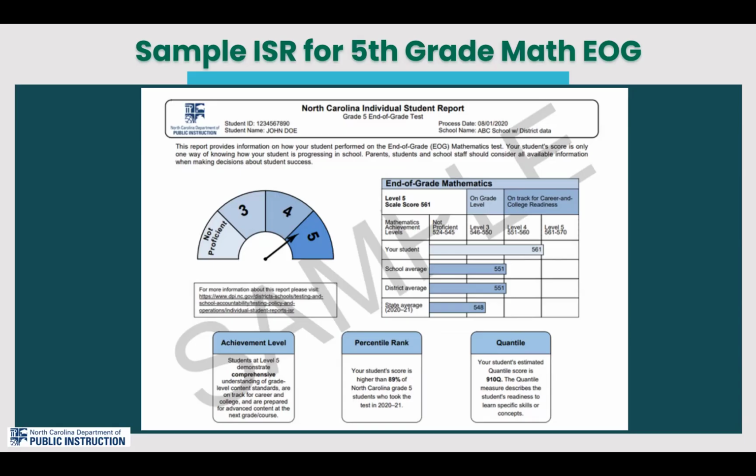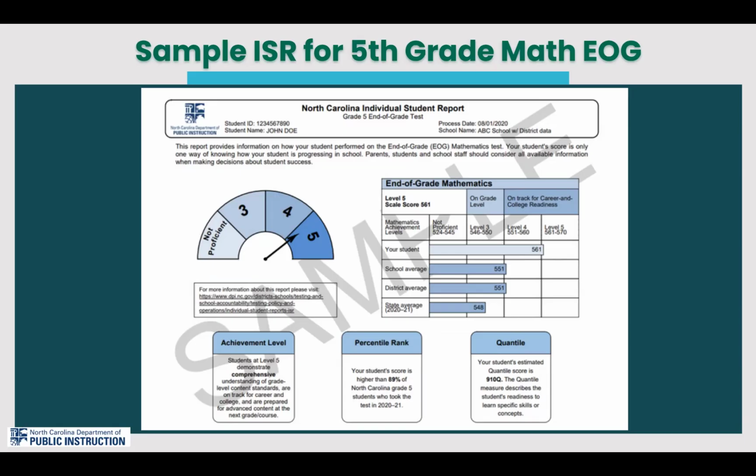So this student scored an 89 percentile, which means that their score is higher than 89% of the North Carolina grade 5 students who took this test in the normed year. So the last time they normed these tests, that's the data that they are using for these comparisons. So you're not necessarily looking at the data from the current year when we're looking at that percentile rank.